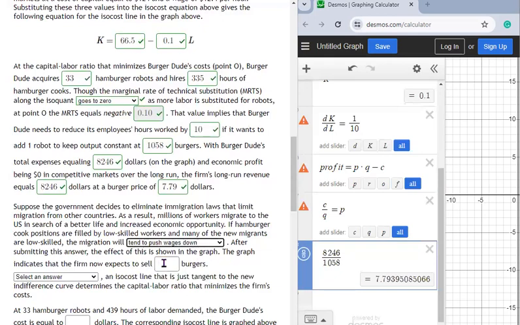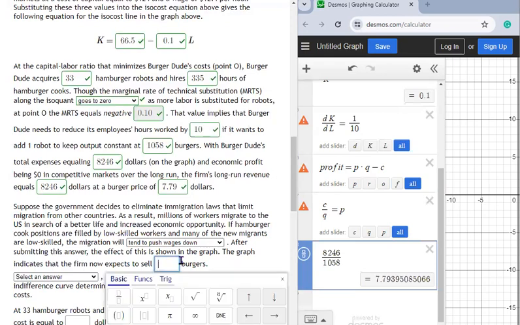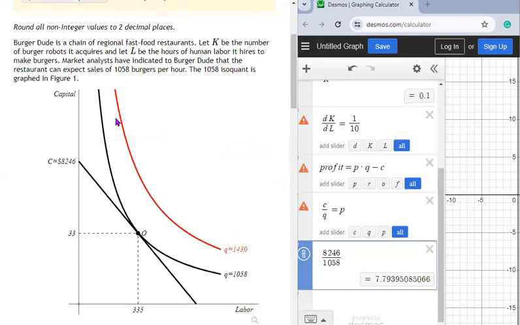Now, after submitting this answer, the effect of this is shown on the graph. So I'm going to hit enter here. So we have a new isoquant, right? The firm is going to increase its output from 1058 to 1430.